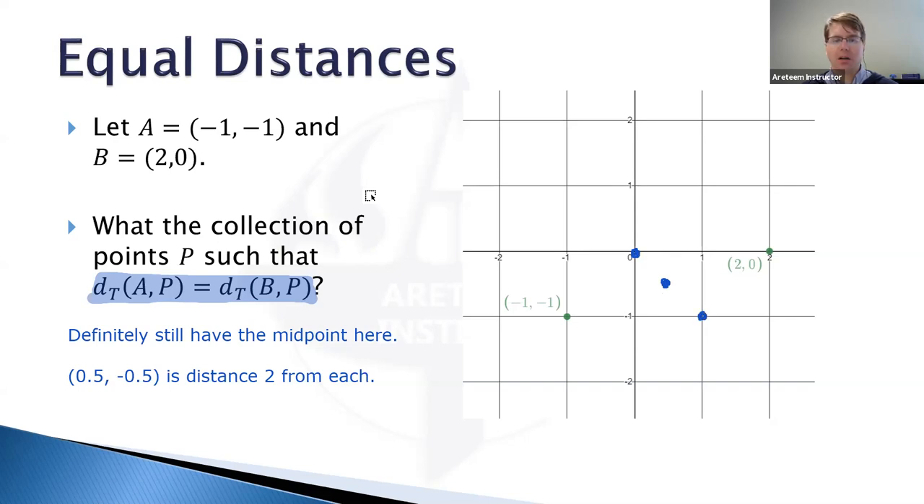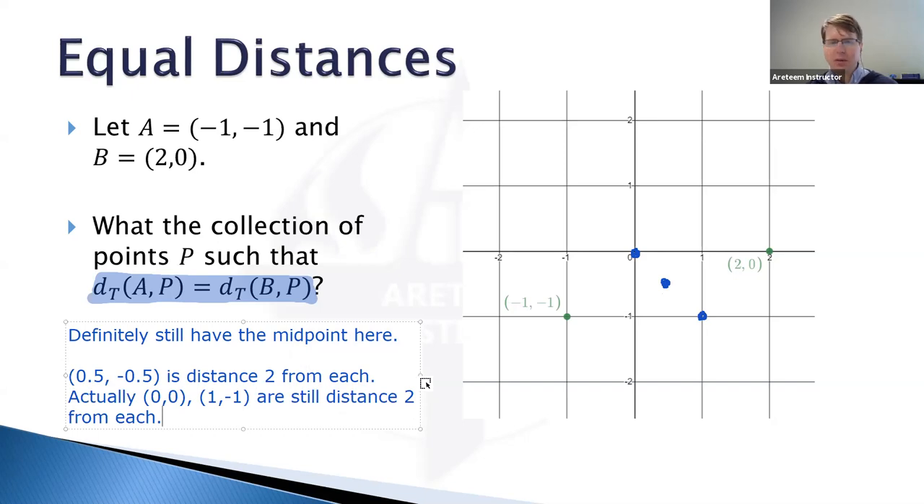(0, 0) and (1, -1) are distance 1, sorry, are still distance 2 from each other, right? Actually, right, (0, 0) and (1, -1) are still distance 2 from each other. So is everybody okay with that portion here?